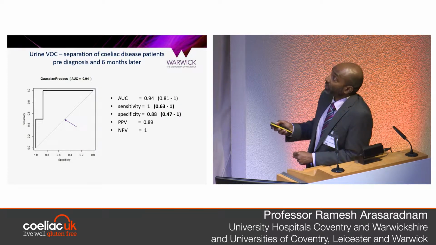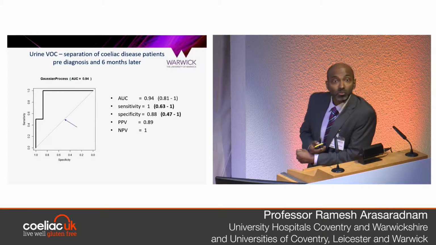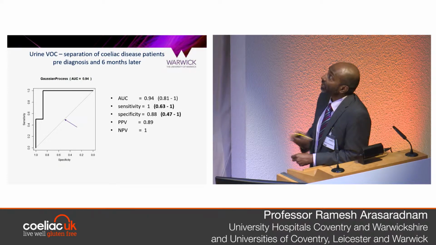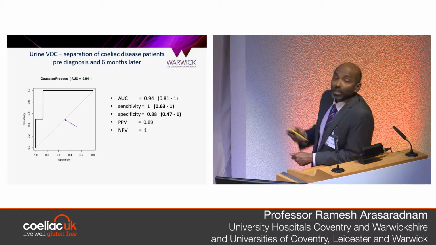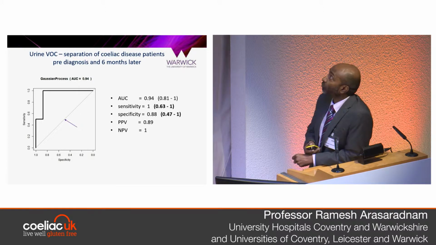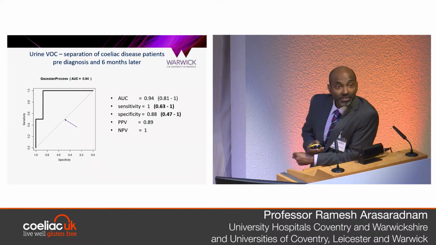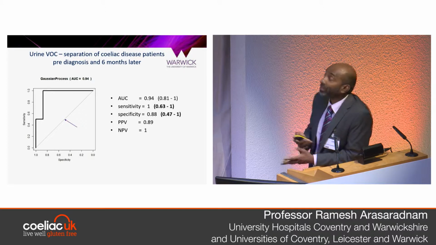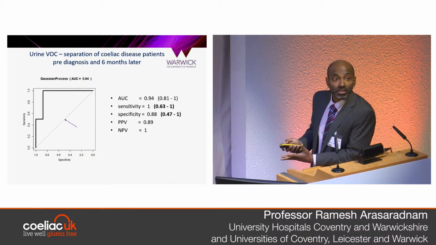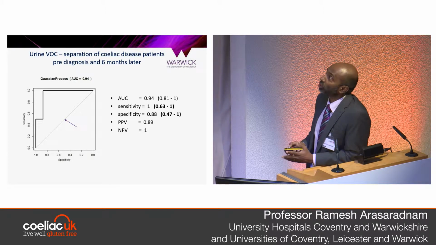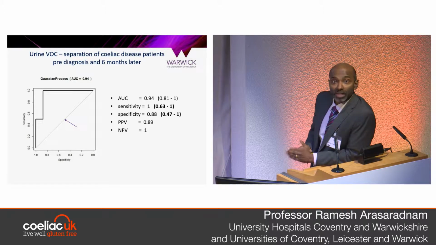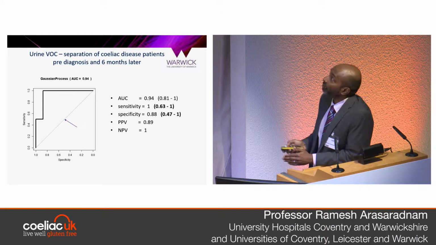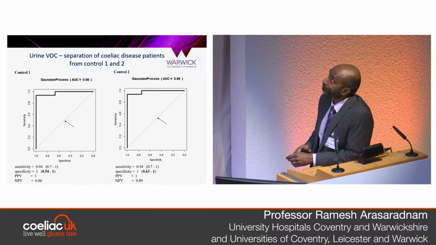However, I hope you'll agree that the line here is quite some distance from the line of no difference, giving you a very healthy area under the curve of close to 94%. Now, caution here, the sensitivity and specificity is good, but I've highlighted here the confidence interval is quite wide. But nevertheless, it does show some promise that we can actually detect the difference between a new diagnosis of celiac followed by 6 months introduction of gluten.